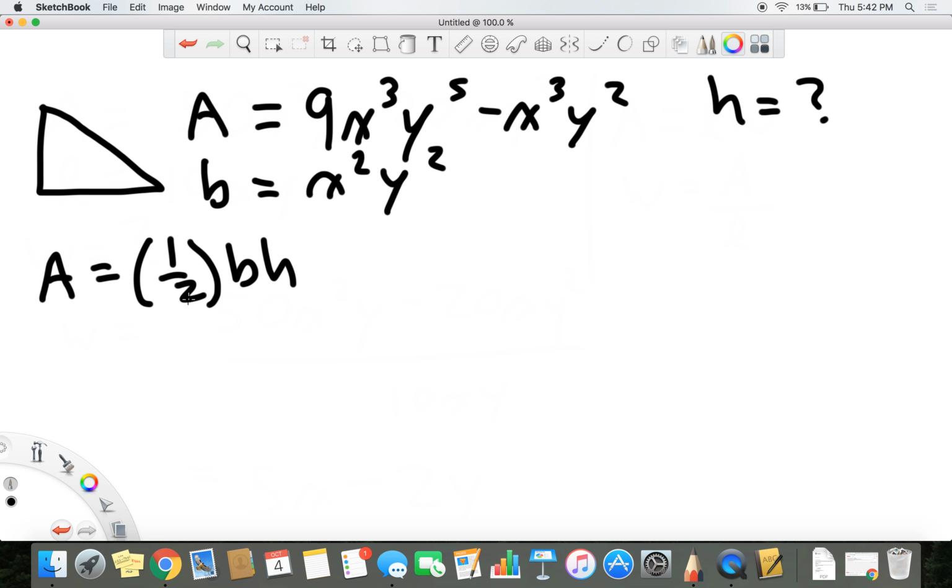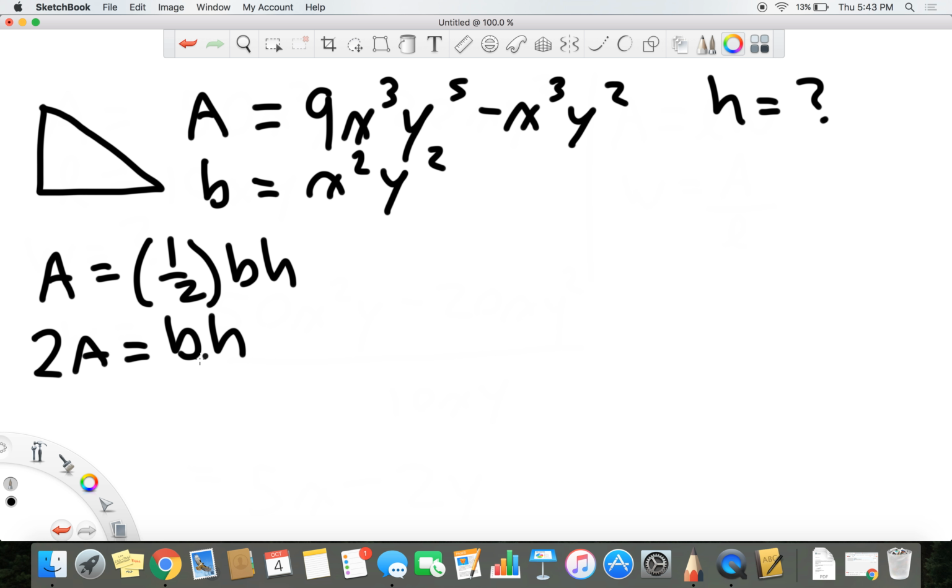So to get rid of the half on this side, we have to multiply both sides by 2. Because if we multiply the half by 2, it turns into 1, because it'll be 2 over 2. And that's what we want, right? So that's going to be 2a equals base times height.